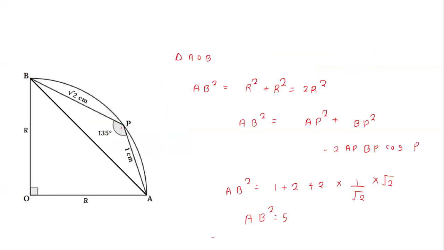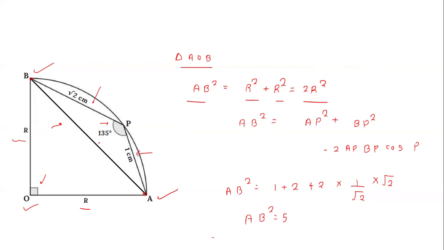Now you see this figure, this is given as 1 centimeter and this is root 2 centimeter. This angle is 135. Let's say the radius of the quarter circle is r, this is also r, and we join the A and B points, so we get this line. Now you see the triangle AOB. This is A, this is O, and this is B. Now we can apply the Pythagoras theorem because this angle is 90 degrees. AB square is equal to R square plus R square, so it is 2R square.